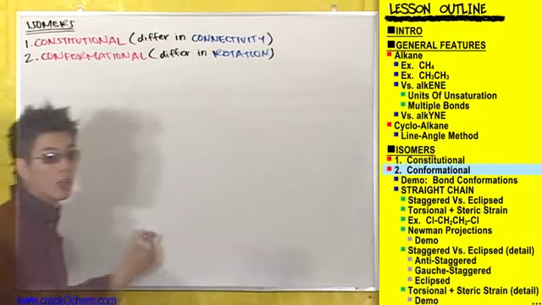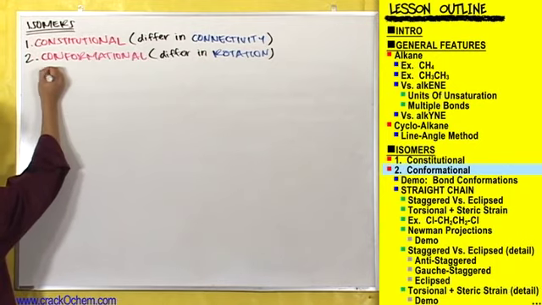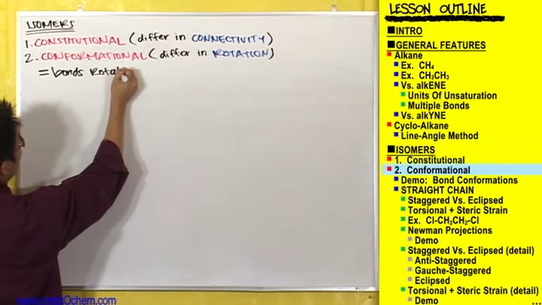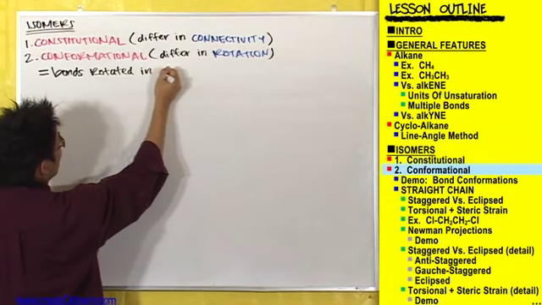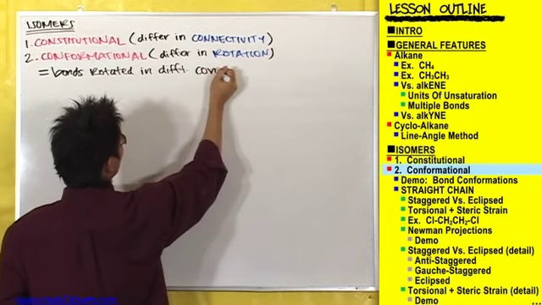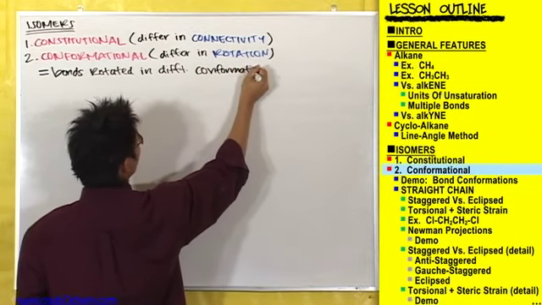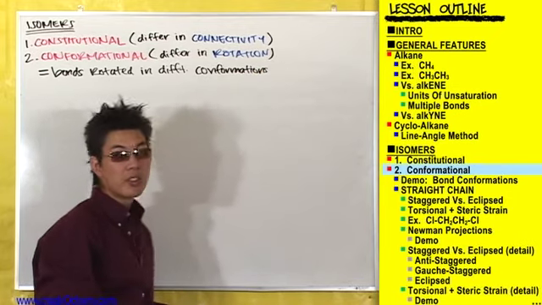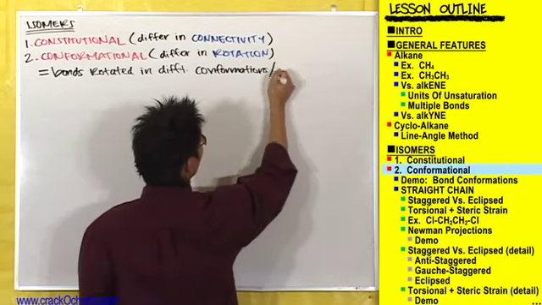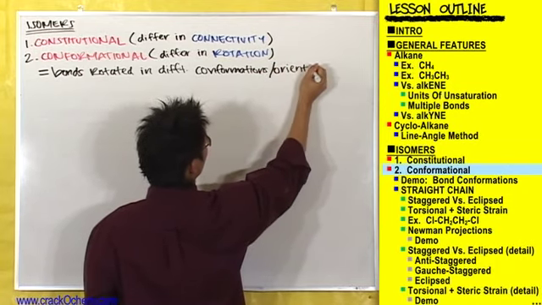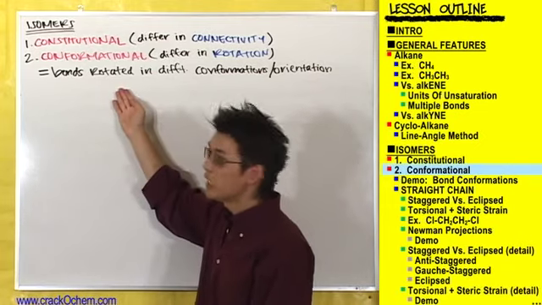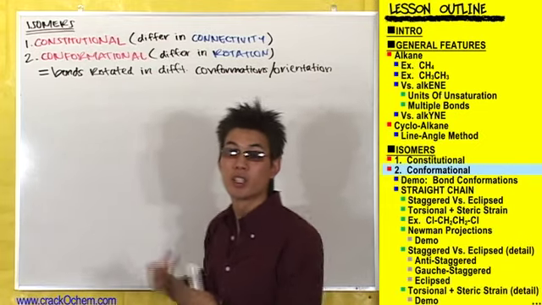Let's write that down. Okay, so conformational isomers, these guys are going to have their bonds rotated in different conformations. And another way of saying conformations that you're probably more used to hearing is orientation. So conformational isomers are going to have their bonds rotated in different conformations, different orientations.